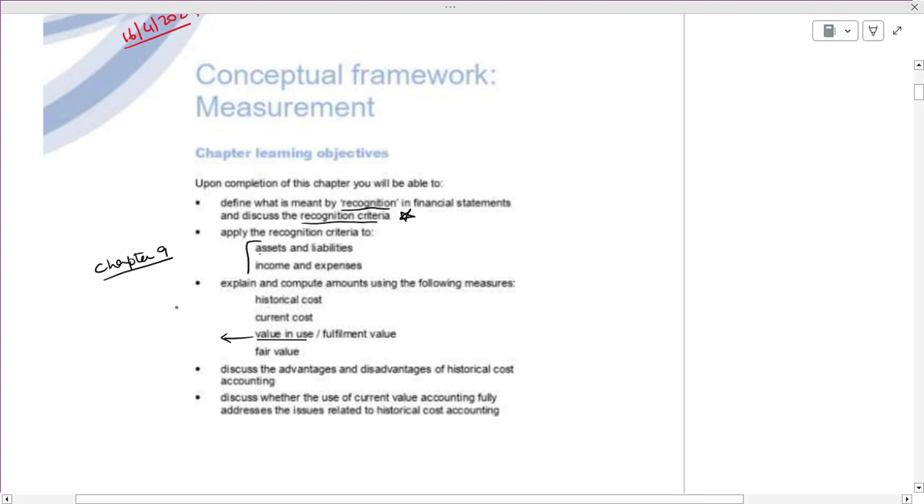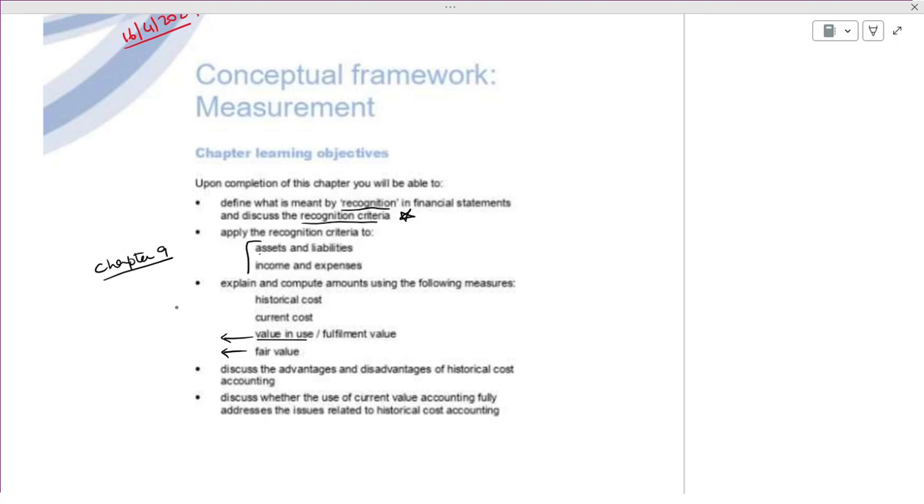Where have we done value in use? Chapter 2, Doctor. Impairment. Impairment, yeah. I think chapter 4. Okay? Chapter 4. Is that impairment, value in use? The same concept, carrying amount, value in use, replacement cost, all the things. We have current cost, historical cost, and we have done fair value also.